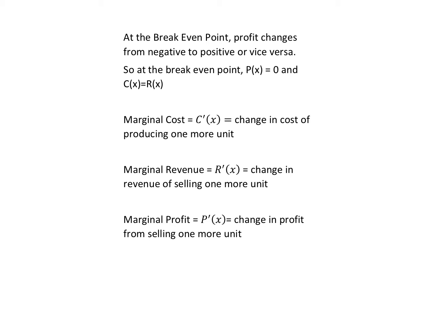The marginal cost is the first derivative of cost, and it's the change in cost of producing one more unit. The marginal revenue is R prime, and that is the change in revenue of selling one more unit. And marginal profit is P prime, which is the change in profit from selling one more unit.